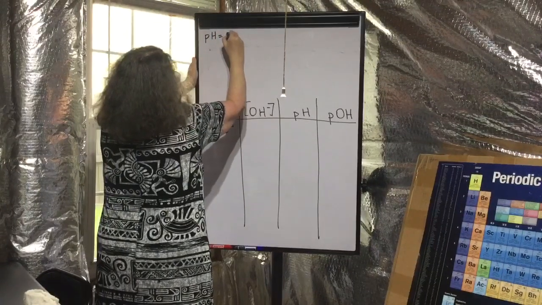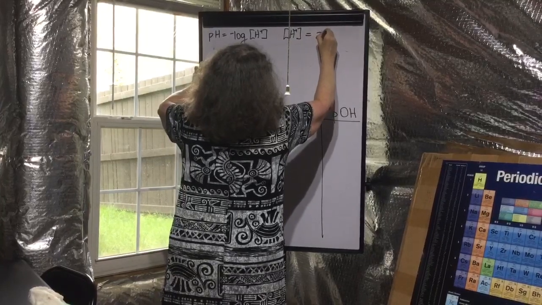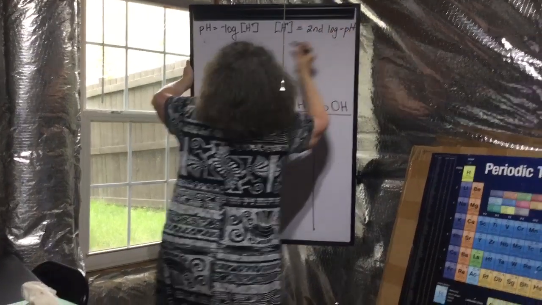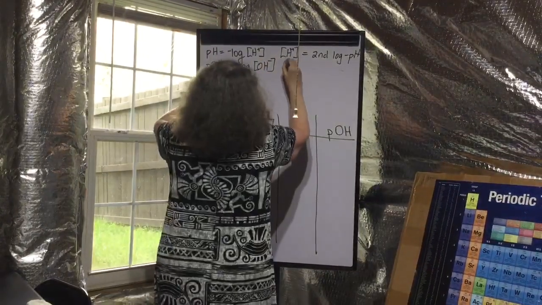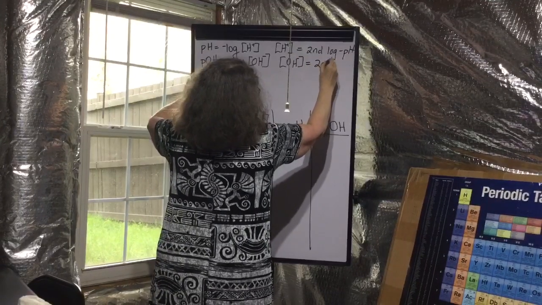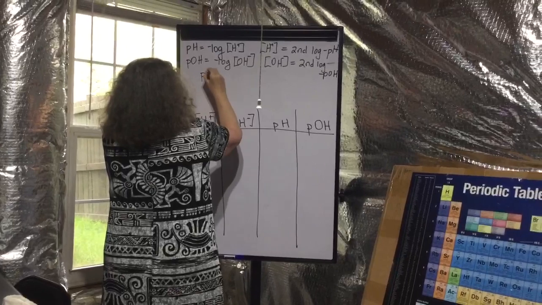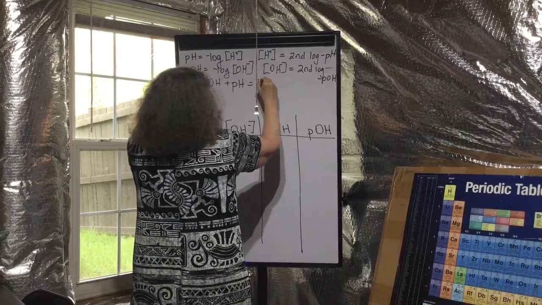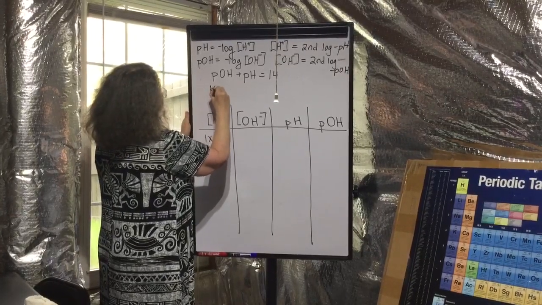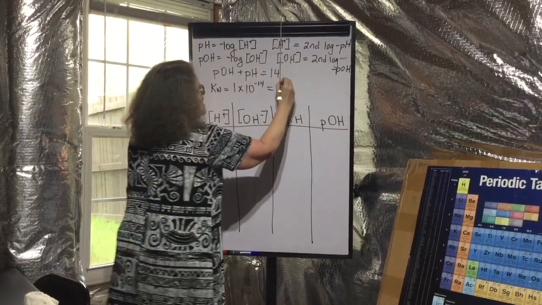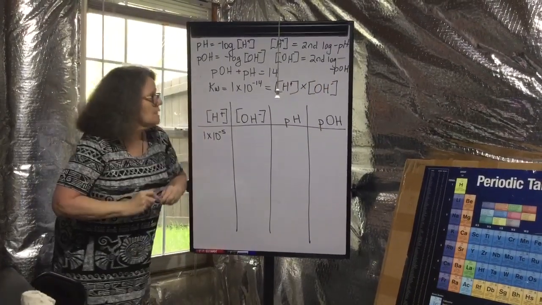First, pH is the negative log of the hydrogen ion concentration. Okay, hydrogen ion is the second log of negative pH. Okay, pOH is the negative log of the hydroxide ion concentration. We can also get the hydroxide ion concentration by taking the second log of negative pOH. We can also know that pOH and pH equals a total of 14. And one more: Kw, 1 times 10 to the negative 14, equals the hydrogen ion concentration times the hydroxide ion concentration. So we have all those relationships. That's what we're doing with this chart.